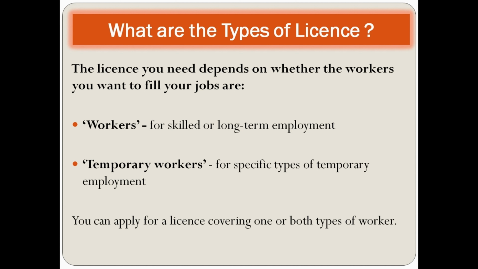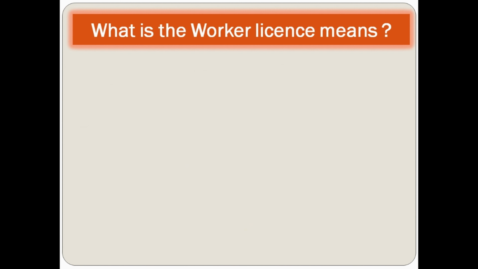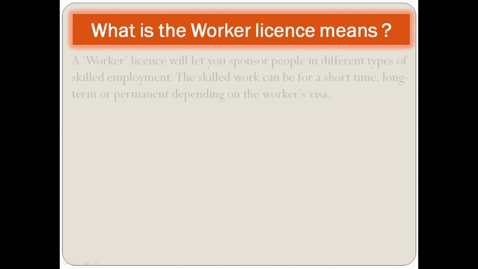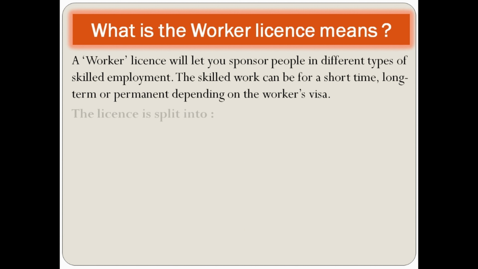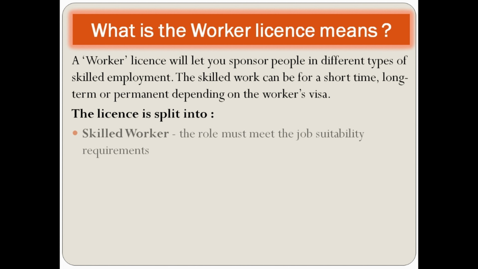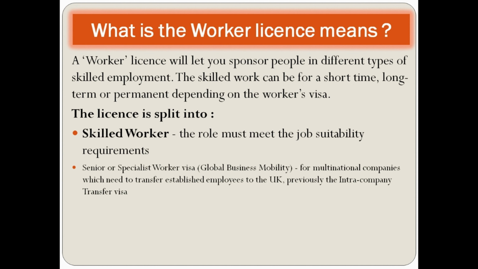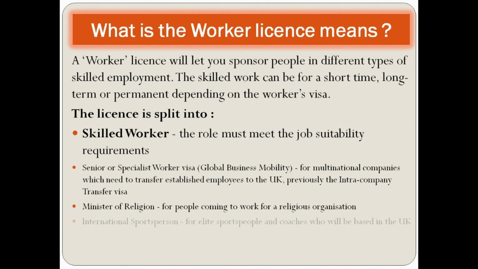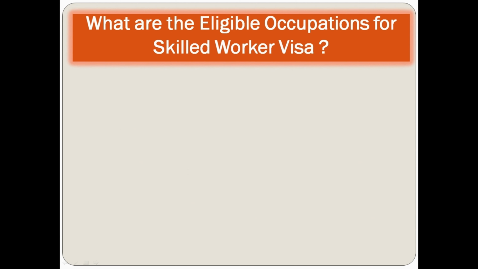You can apply for a license covering one or both types of worker. What does the worker license mean? A worker license will let you sponsor people in different types of skilled employment. The skilled work can be for short term or long term depending on the worker visa. The license is then split up into skilled worker, senior and specialist worker visa, which is also known as Global Mobility Program, Minister of Religion, and international sportsperson.